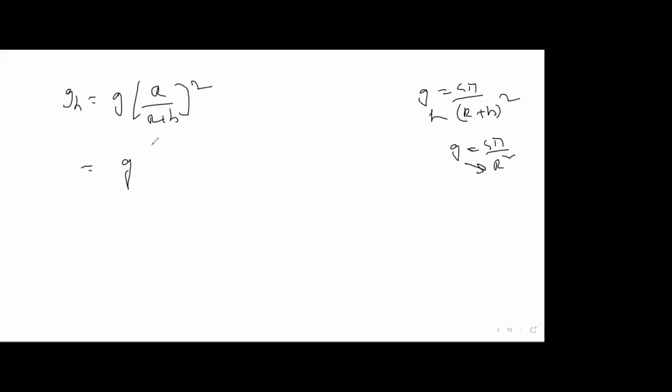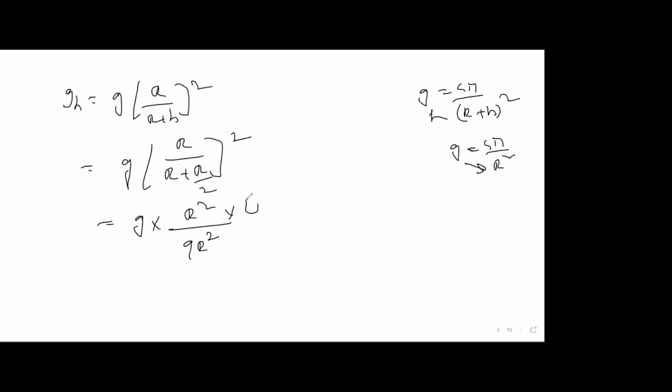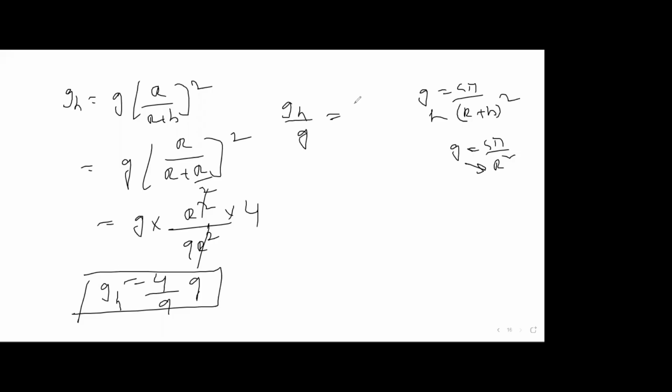So g into R by R plus h, where h is R by 2, whole square. So g times R square by (R plus R by 2), which is 3R by 2, squared, that is 9R square by 4. The 4 goes up. This is equal to 4 by 9 into g at that height. Sometimes you'll be asked the percentage change. You calculate the change. g_h by g is 4 by 9. Either side do minus 1. g_h by g minus 1 is 4 by 9 minus 1. So g_h minus g by g is minus 5 by 9.